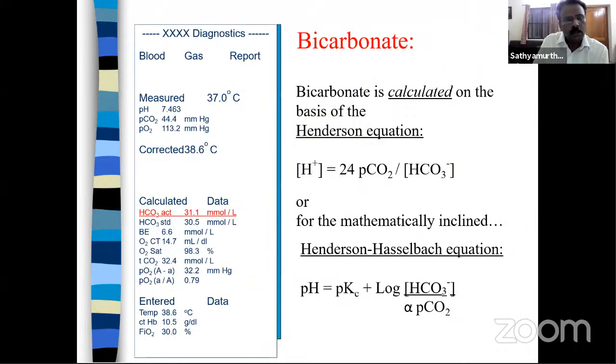Now, next one: how does the machine calculate the bicarbonate? The bicarbonate, mind you, is not a measured one, it is a calculated one from the ABG. Whereas if you send electrolytes, you get your bicarbonate in the venous sample.